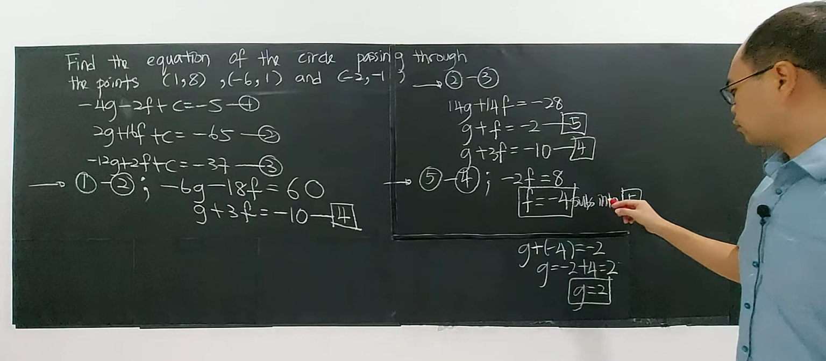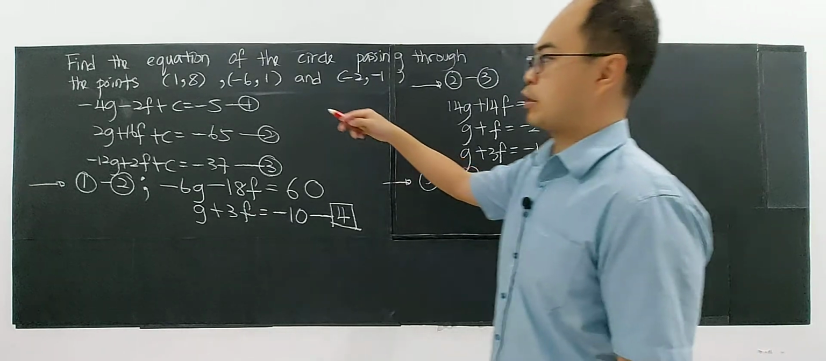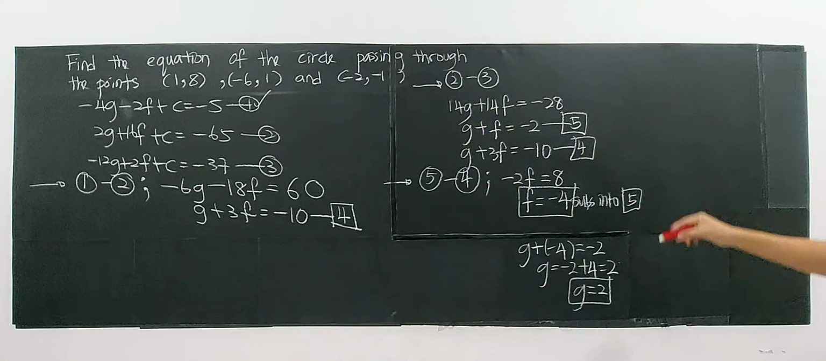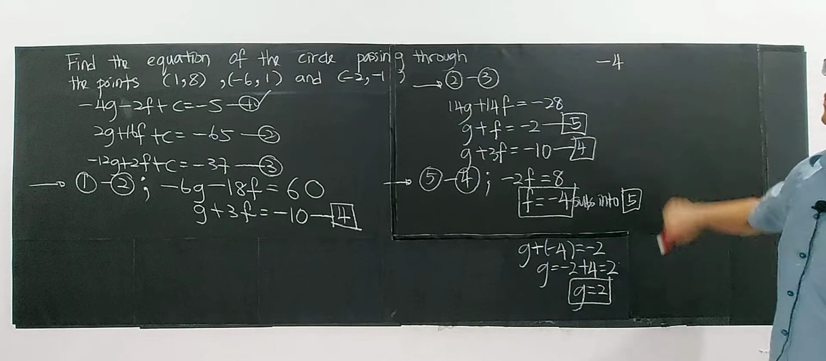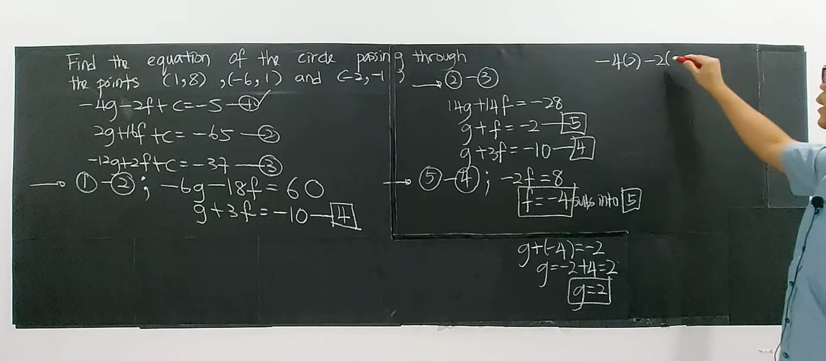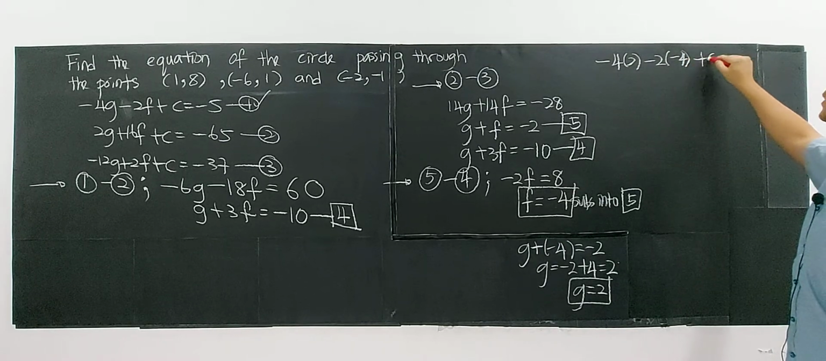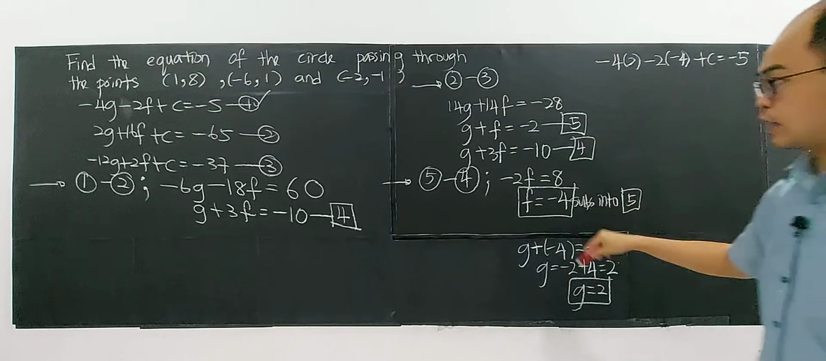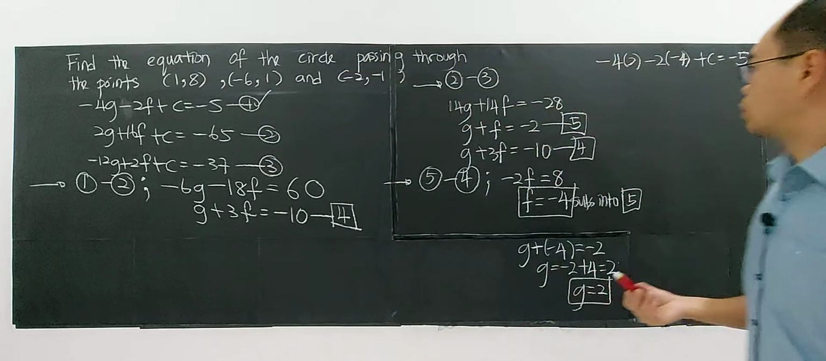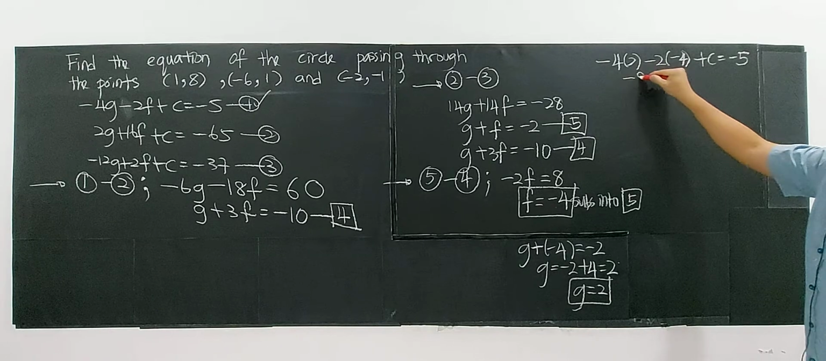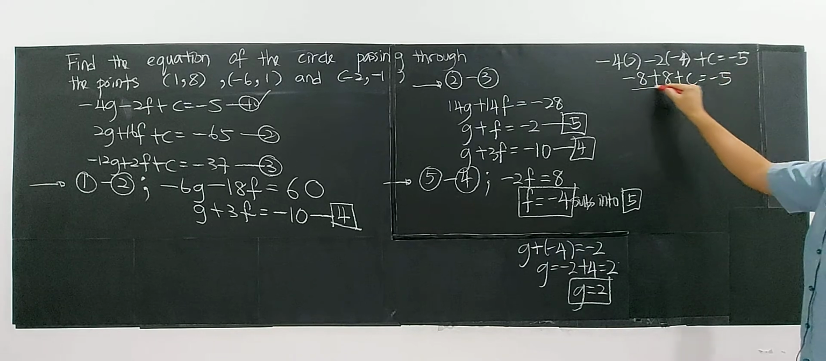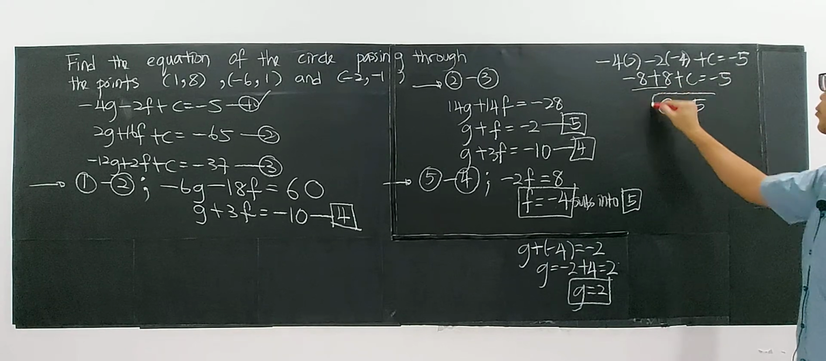So I will substitute the value of F and G into any equation here to find the value of C. So I choose 1, okay? So I have negative 4 G, which is 2, negative 2F, which is negative 4, plus C to be negative 5. I substitute the 2 values here into equation 1, either 3 or 1. So I have negative 8 plus 8 plus C to be negative 5. So this will turn to be 0 and C will be negative 5, right?